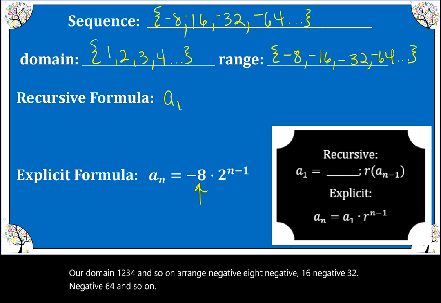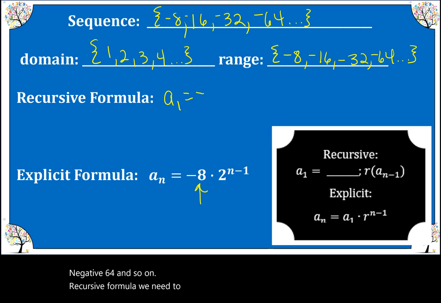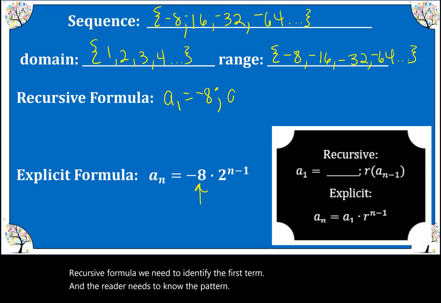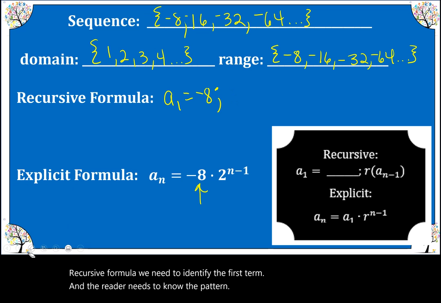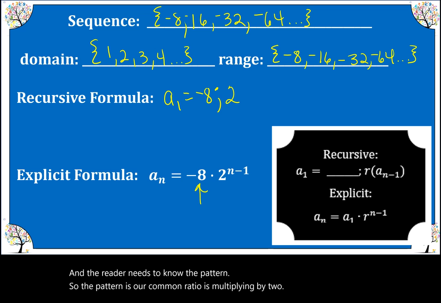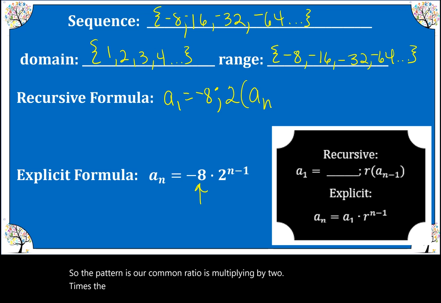Recursive formula. We need to identify the first term, and the reader needs to know the pattern. So the pattern is our common ratio is multiplying by 2 times the previous term.